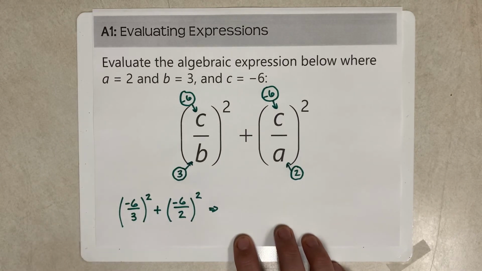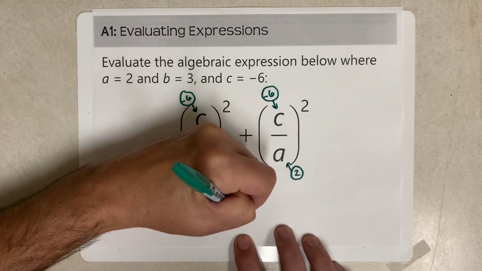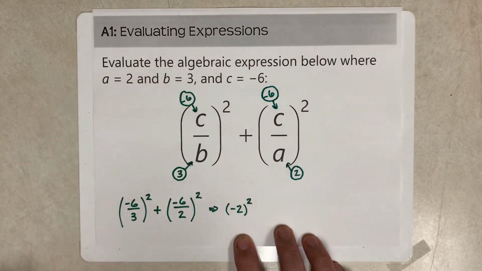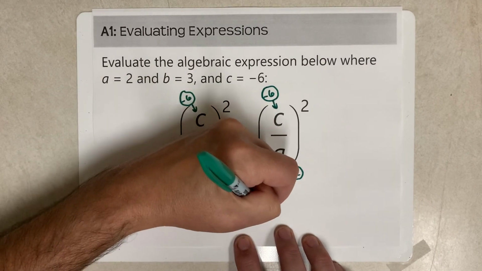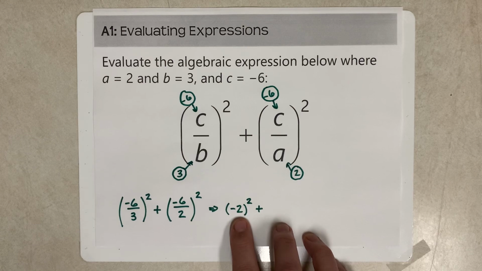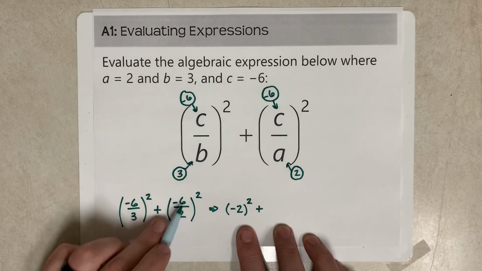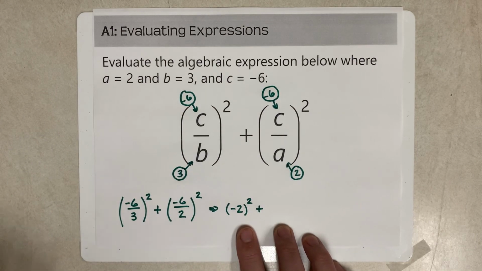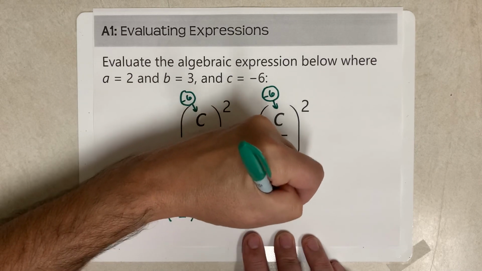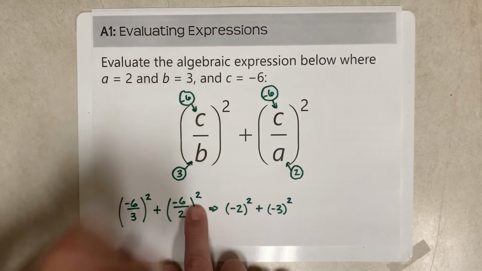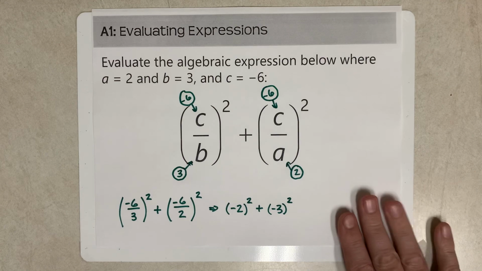-6 divided by 3 is going to be -2, right? Negative over positive is negative. So -6 divided by 3 would be -2. So I'm going to write (-2) squared plus, and notice I'm using parentheses. You have to use parentheses. -6 divided by 2 should be -3. And we got to square that too. All right, so let's see what that looks like.